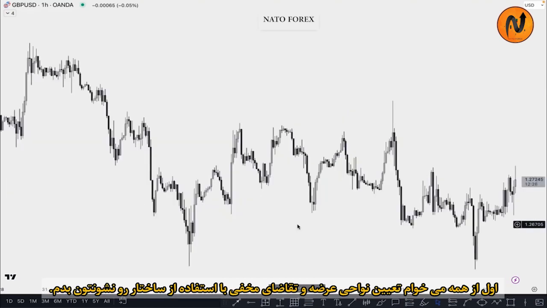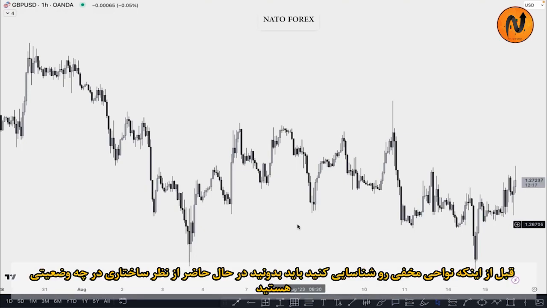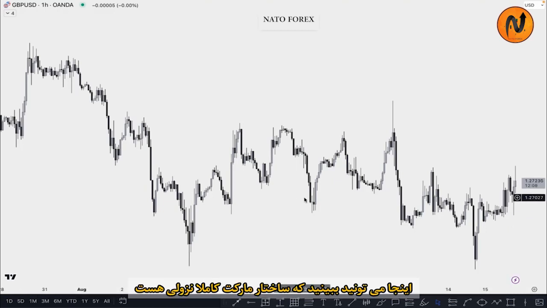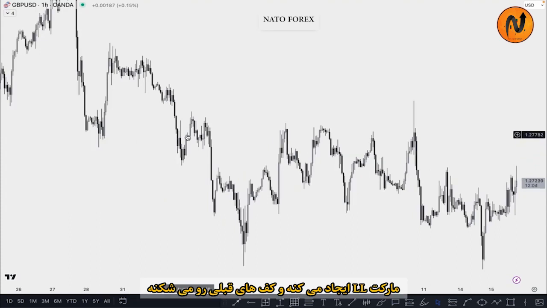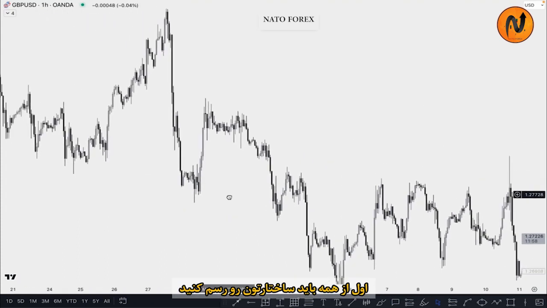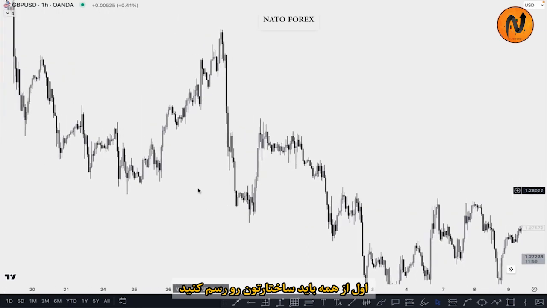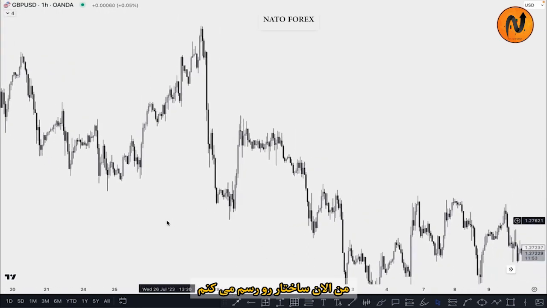First of all, I'm going to show you on a structure basis how we can identify hidden demand zones and supply zones. Before plotting any hidden POI, demand zone or supply zone, you need to understand what structure is. Right now, you can see market momentum is completely bearish and everything looks bearish. The market is creating lower lows, breaking the previous low. So first of all, you need to mark your structure as well. I'm going to start mapping our structure.